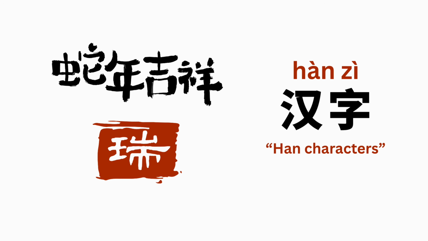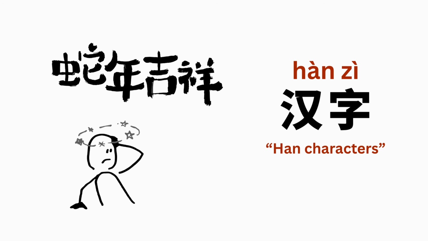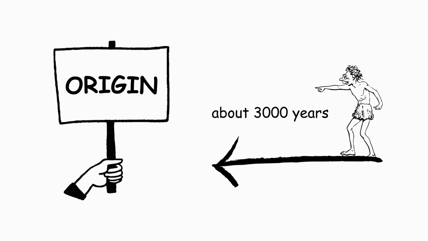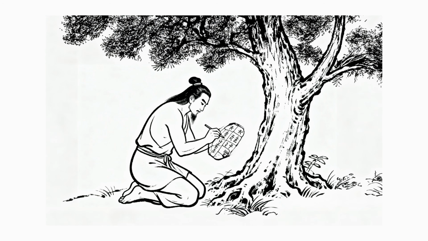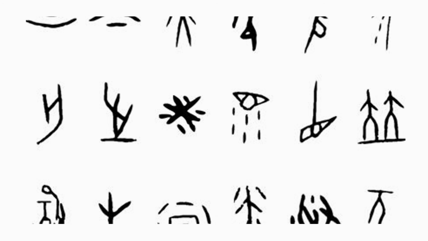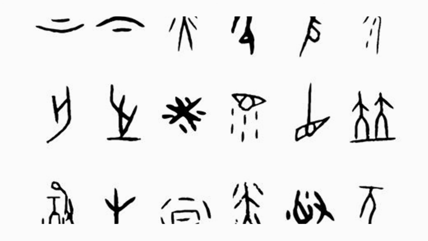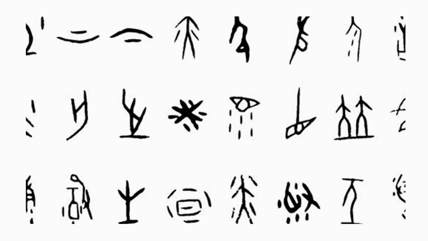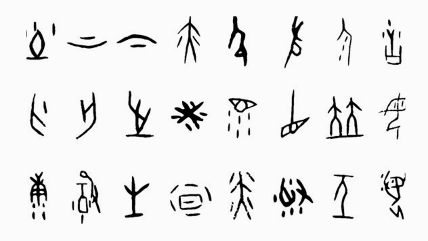They look like this. Very different from languages like English that use letters, right? The origin of Hanzi dates back at least 3,000 years. Our ancestors engraved characters on turtle plastrons and animal bones, so these characters are called oracle bone scripts. Many of them were pictographs, simple pictures or pictographic signs used to represent objects or ideas.